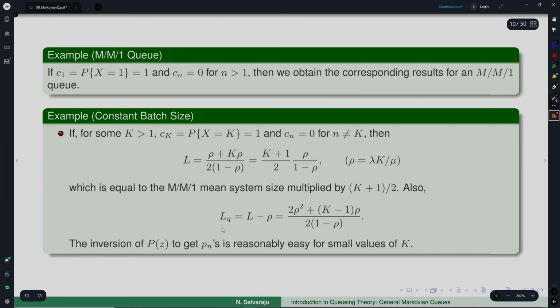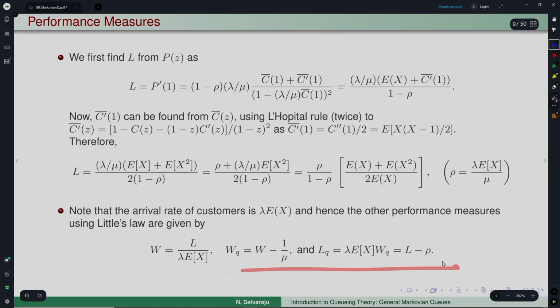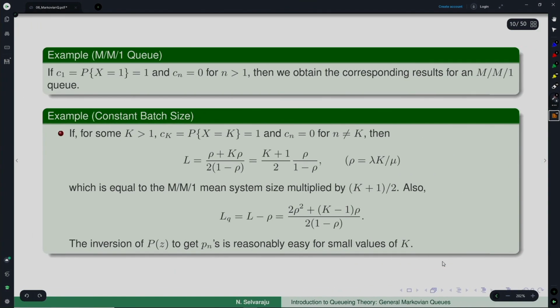Now, once you have this L, then Lq is L minus rho, and if you want W or Wq in this particular case, you can obtain it using these expressions, it goes without saying. In this case, the inversion of P of Z to get the system size probabilities is also reasonably easy if the value that you assume for k is small enough. But for a large value, of course, things will be difficult. For small values, you can still do it. It is not going to be that complex.